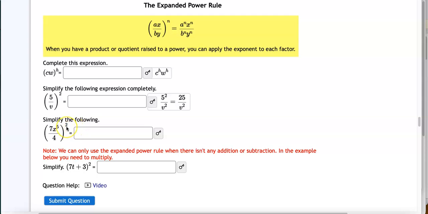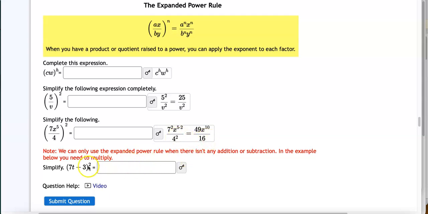And here we have the square applied to the 7 and to the x to the 5th, which we have to then make 5 times 2 is 10. And 4 is also getting squared, so the denominator is 16. So we have 7 squared, which is 49, x to the 5 times 2, or x to the 10th, and then 4 squared is 16.